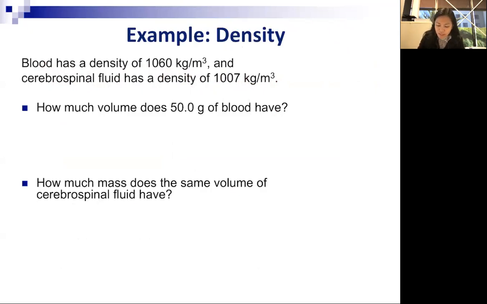The first question asks us to find how much volume 50 grams of blood has. So here we want to find the volume. And then the next question: how much mass does the same volume of cerebrospinal fluid have? So in the second question, we want to know the mass. I'll give you a few seconds to think about this while I write the equation for density over here.